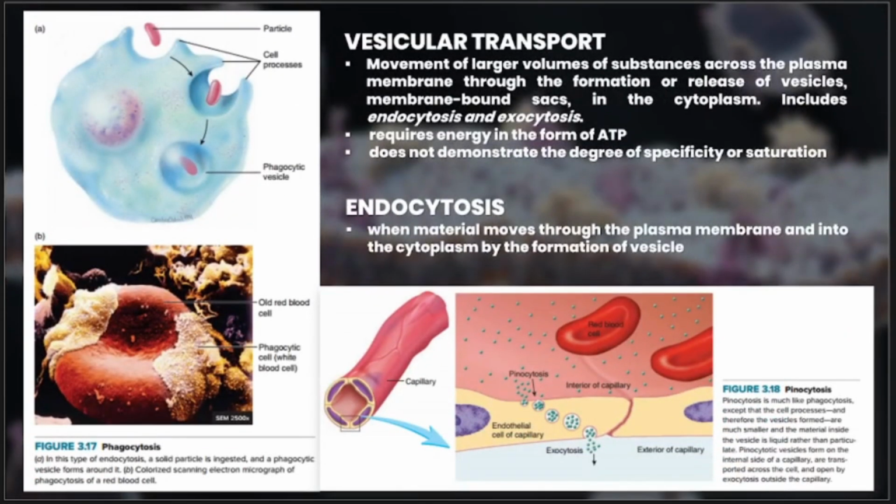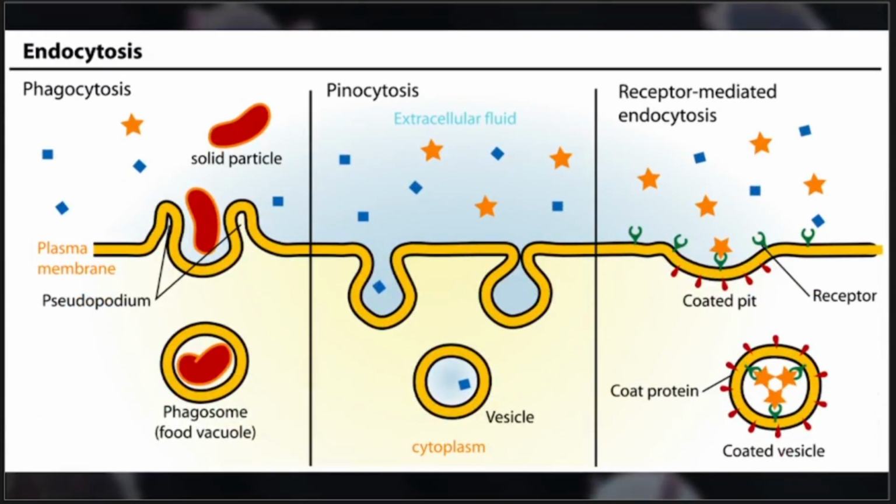And we also have vesicular transport, which we already mentioned, and endocytosis. Endocytosis is a process of internalizing substances from the extracellular environment. We have three types of endocytosis, namely phagocytosis, pinocytosis, and receptor-mediated endocytosis.